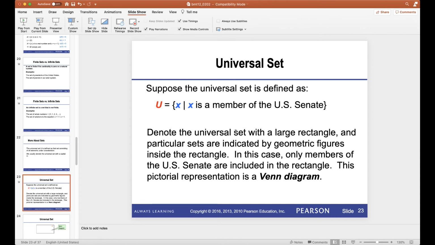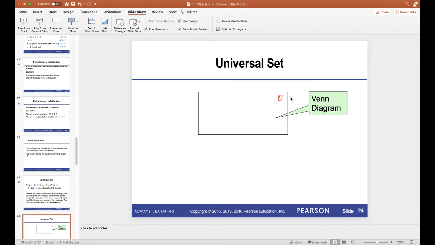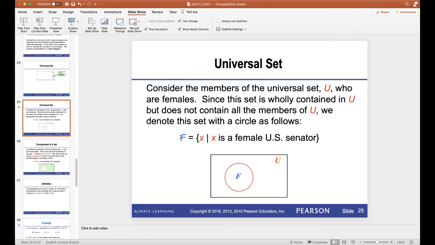We denote the universal set with a large rectangle, and particular sets are indicated by geometric figures inside the rectangle. In this case, only members of the US Senate are included in the rectangle. This pictorial representation is a Venn diagram, so it would look something like this. Anything in this box has to be somebody that's a US Senator, so it would be a bunch of names. Then you could also do another set inside this universal set, a subset. So F = {x such that x is a female US Senator}. Everything in here would be female US Senators, and everything outside of it would be non-female US Senators.